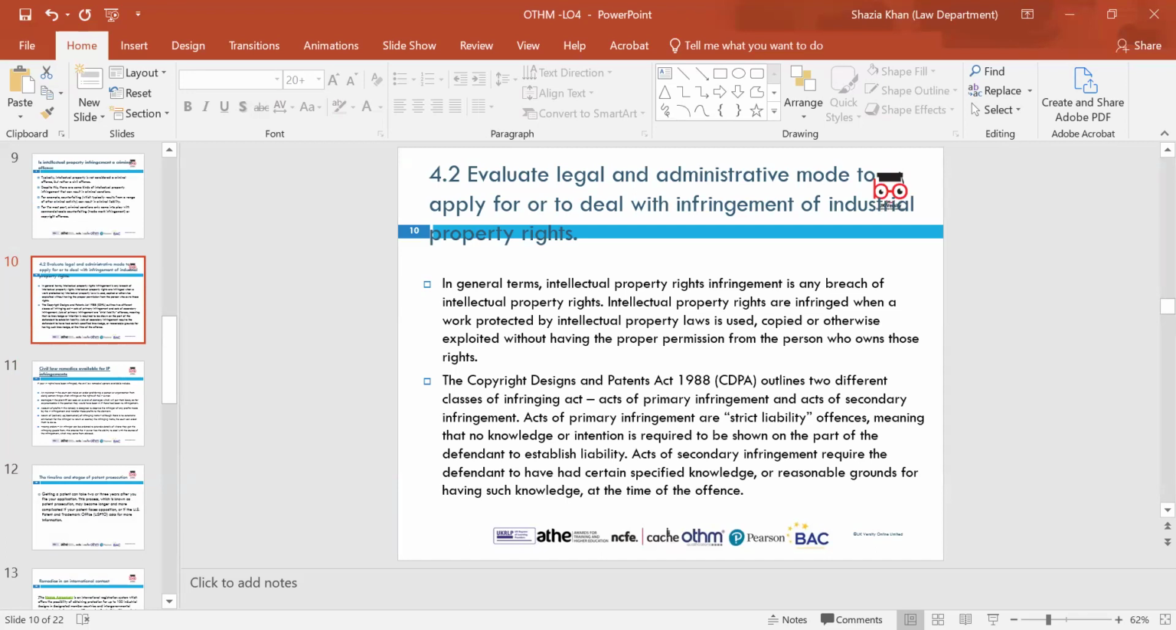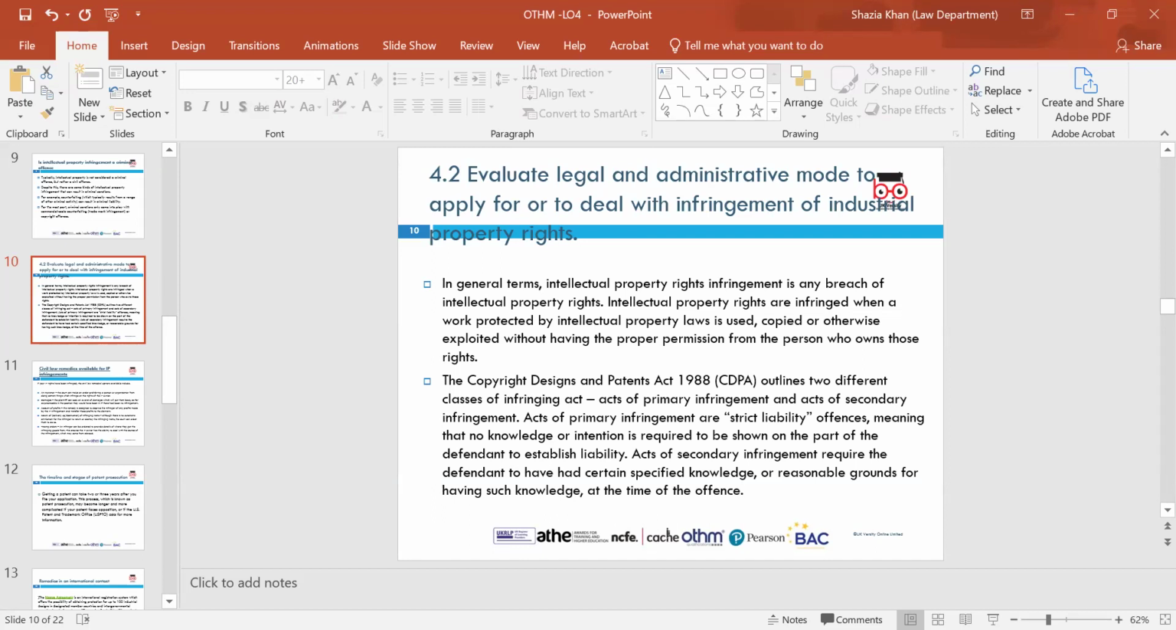If a person does any of the following acts in the UK without the consent or license of the copyright owner, he's committing a primary act. So things like copying a copyright work, issuing copies of the copyright work to the public, renting or lending the copyright work to the public, performing, showing or playing a copyright work in public, communicating the work to the public, or making any adaptation of a copyright work or doing any acts in regards to adaptation.